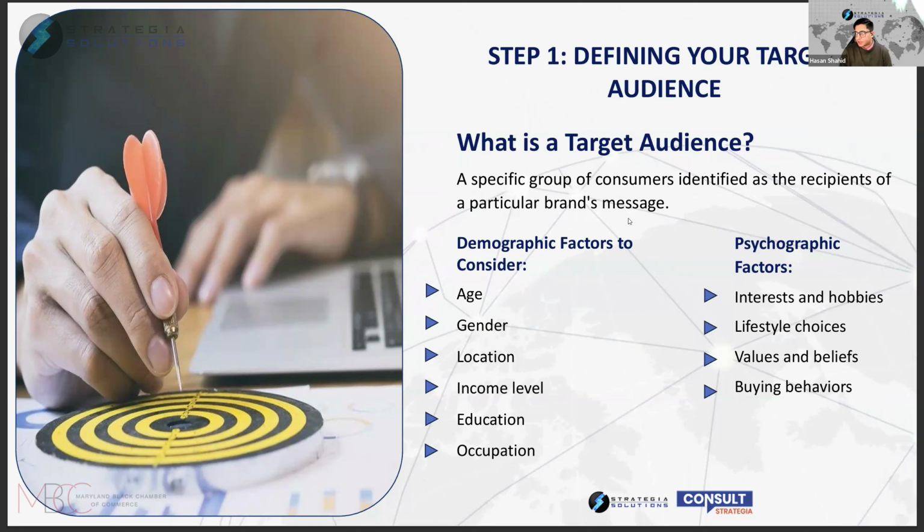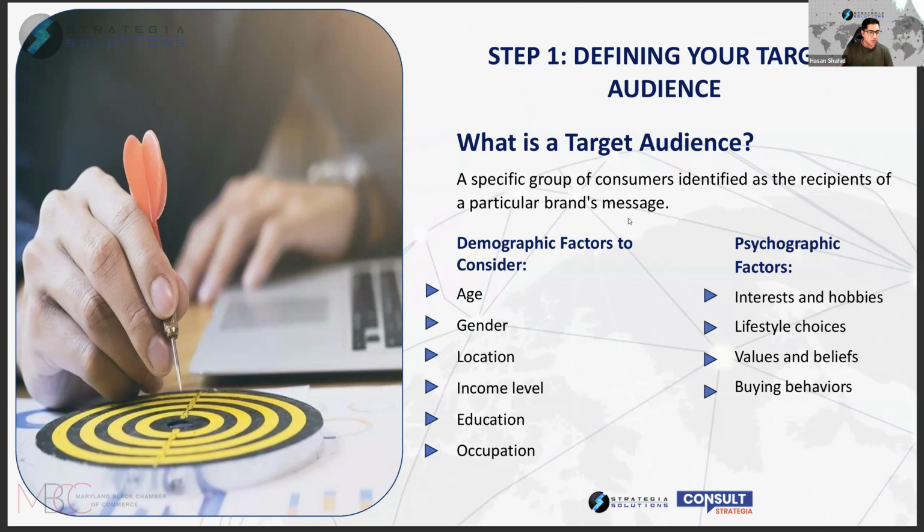How can you break them down? So normally it's not just one target audience. You can break it down into different subcategories, but the basic things that you have to look at is number one, the demographics, and the second one is the psychographic factors. So demographics are your basic personal profiles like your age, gender, location, income level, education, occupation.